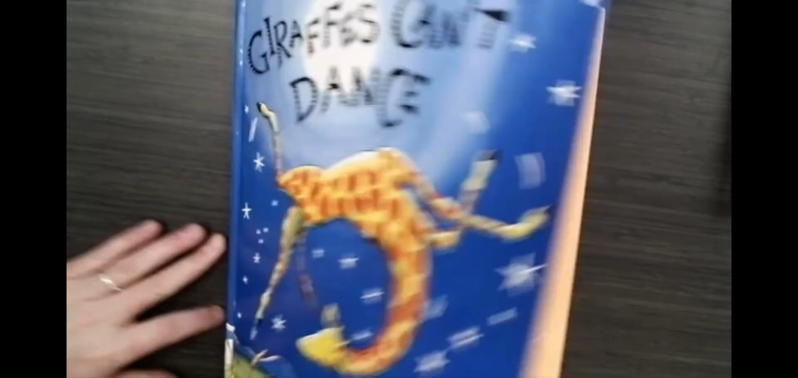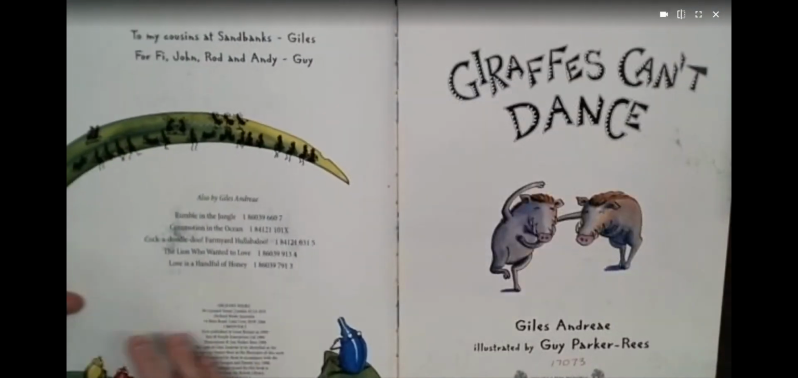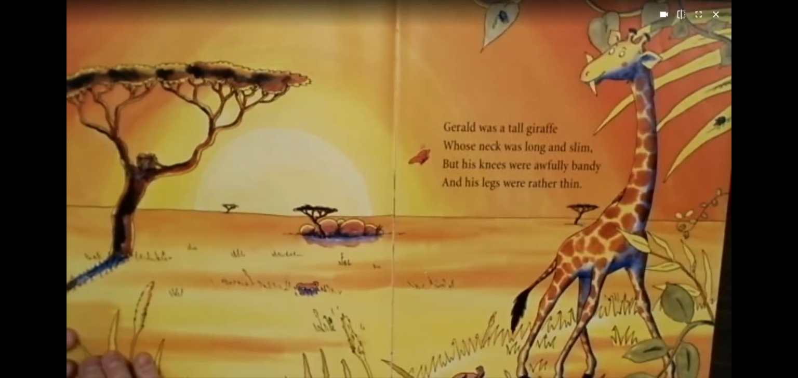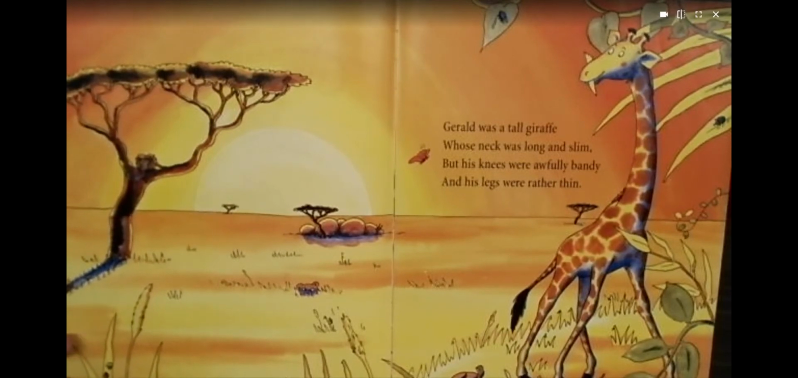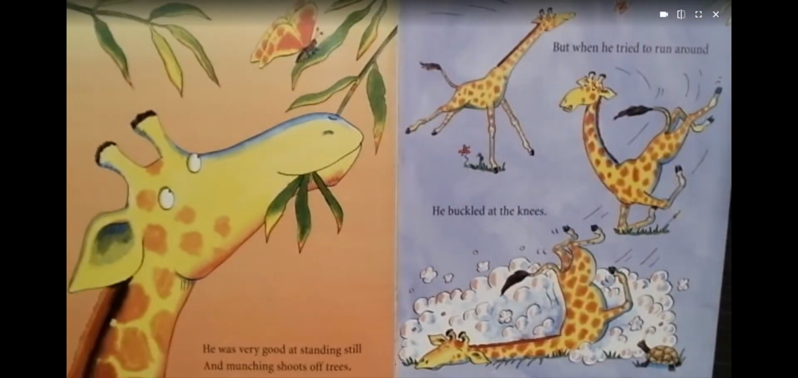Giraffes can't dance. Gerald was a tall giraffe whose neck was long and slim, but his knees were awfully bandy and his legs were rather thin. He was very good at standing still and munching shoots off trees.